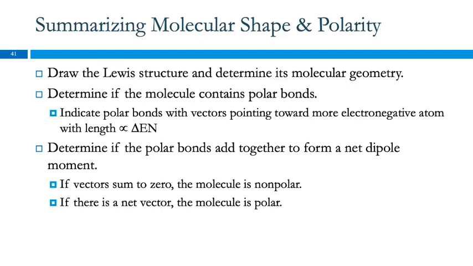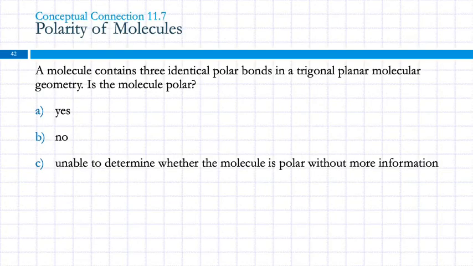Okay? So then we would look at the polar bonds as vectors pointing towards the more electronegative atom with the length proportional to the change in the electronegativity, or the difference. And then we determine, do those polar bonds add together to form a net dipole moment? If they sum to 0, the molecule is nonpolar. If there's a net vector, the molecule is polar. Now this is the more rigorous explanation set of instructions. I do have a shortcut that is easier to apply. I can't remember where it's coming in the slides, but it's coming.